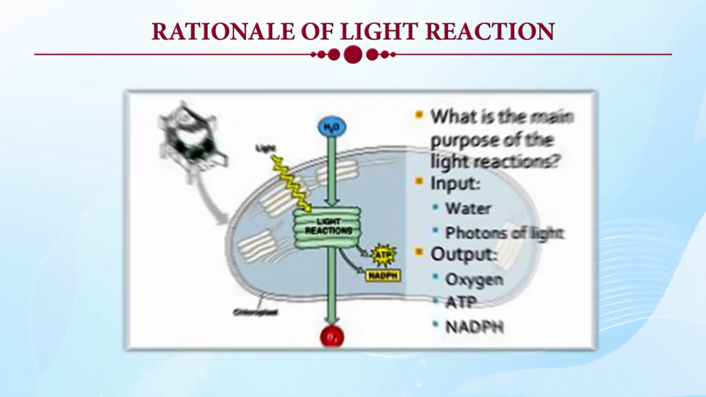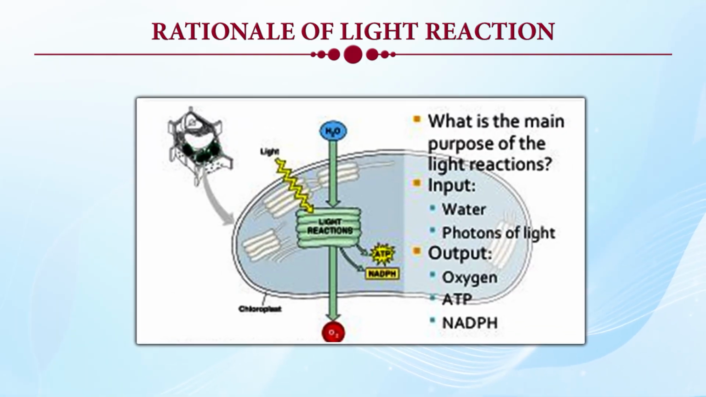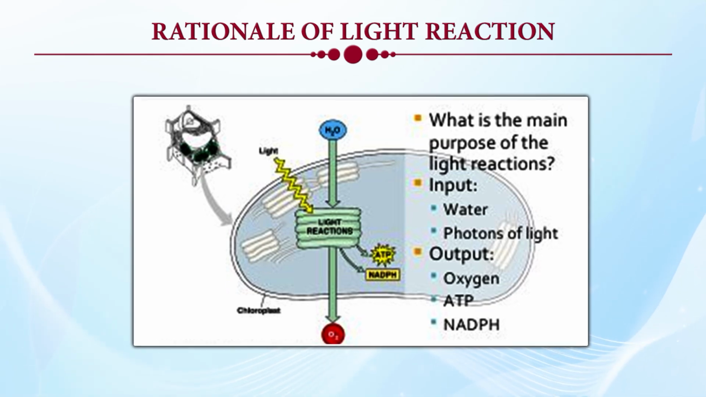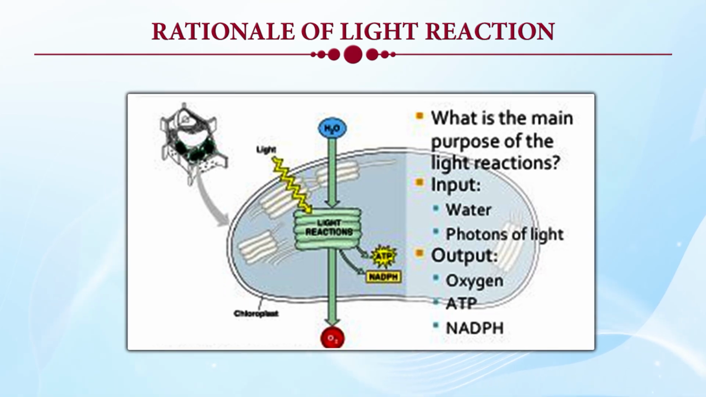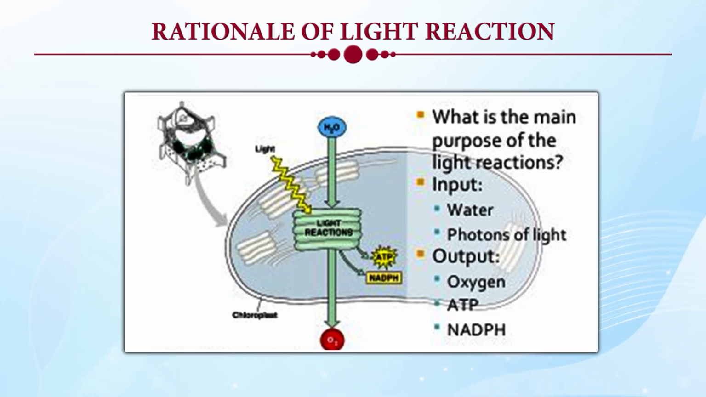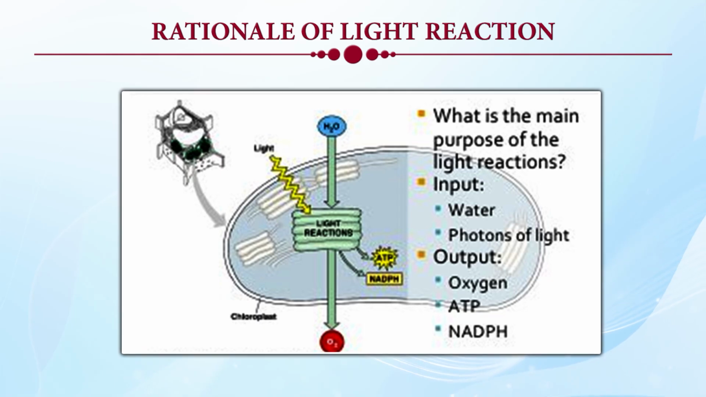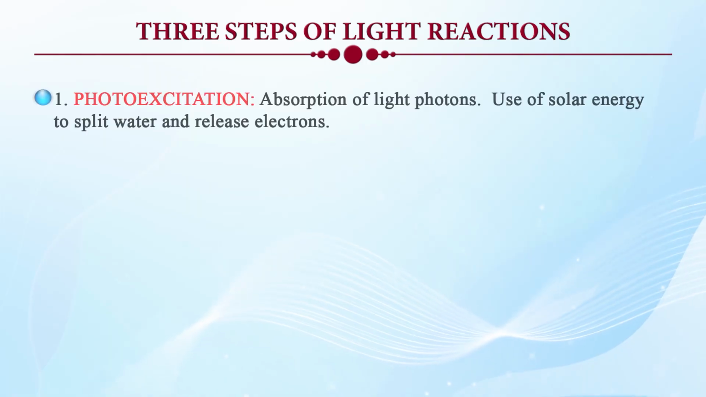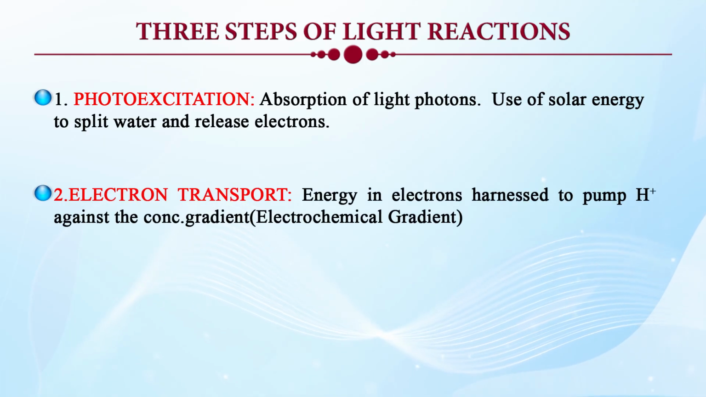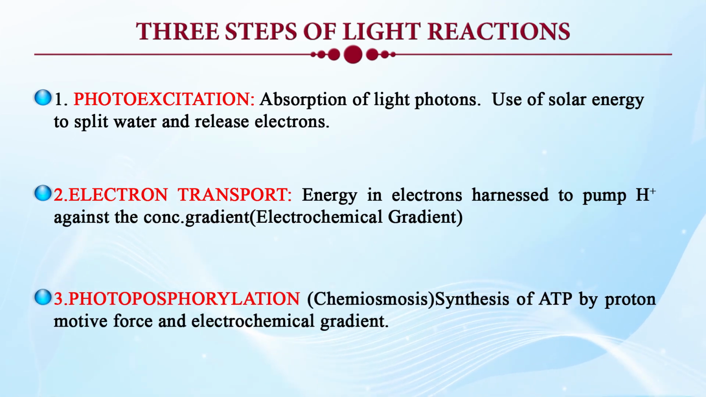So, therefore, coming once again to light reaction, the rationale would be to release oxygen, ATP and NADPH. Of course, oxygen would be a byproduct, but as far as the remaining two are concerned, they would be responsible for the formation of sugars. Since we are talking about the role of light, we know that in this light reaction, which is a very rapid one, we have three different phases: photoexcitation, electron transport and photophosphorylation.